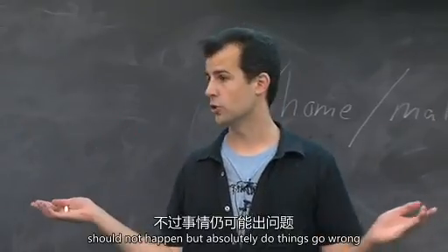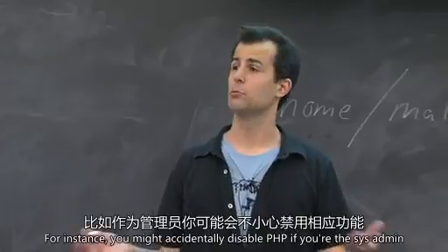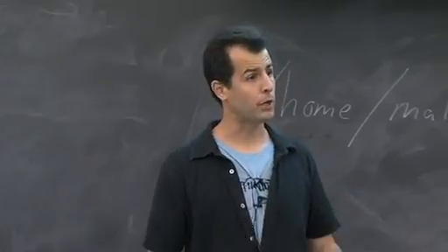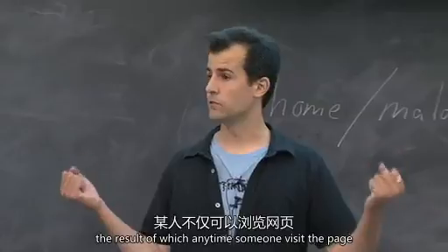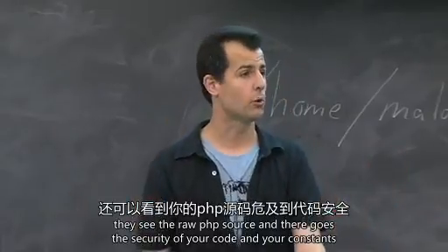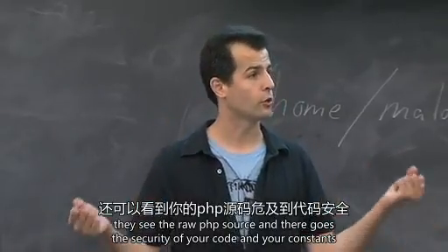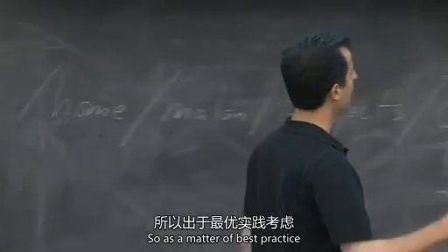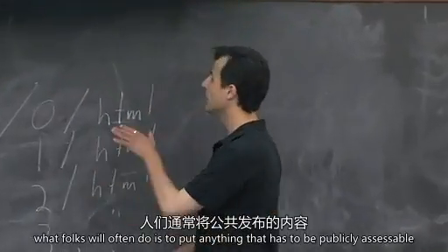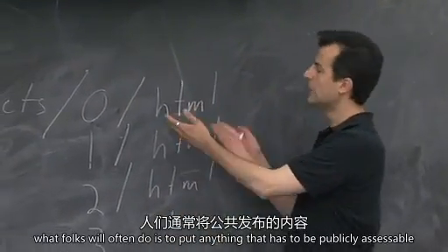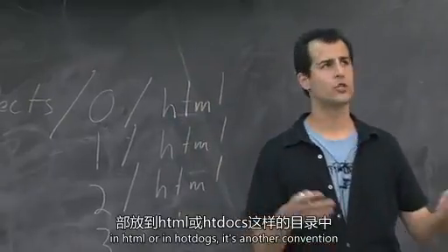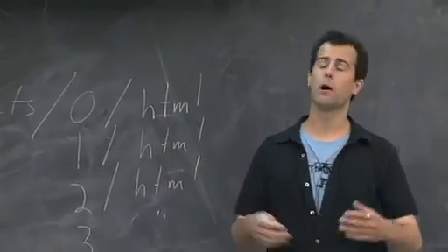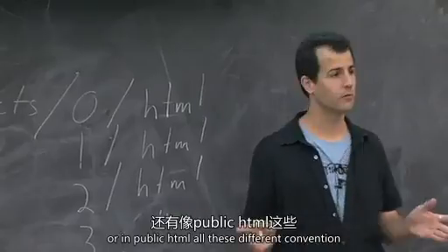But absolutely do things go wrong. For instance, you might accidentally disable PHP if you're the sysadmin, if briefly, the result of which is anytime someone visits a page, they see the raw PHP source, and there goes the security of your code and your constants. So as a matter of best practice, what folks will often do is they'll put anything that has to be publicly accessible in HTML, or in htdocs is another convention, or in public_HTML, all these different conventions.